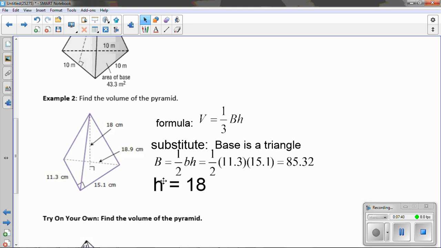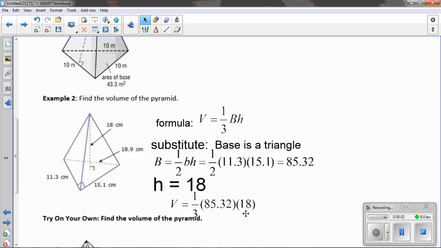I don't need the perimeter. What am I talking about? I need the height, which is already there, 18. So I could find the perimeter if I wanted to, but I'm not going to. So now I just go ahead and substitute into the formula. So I have 1/3 times 85.32 times 18.